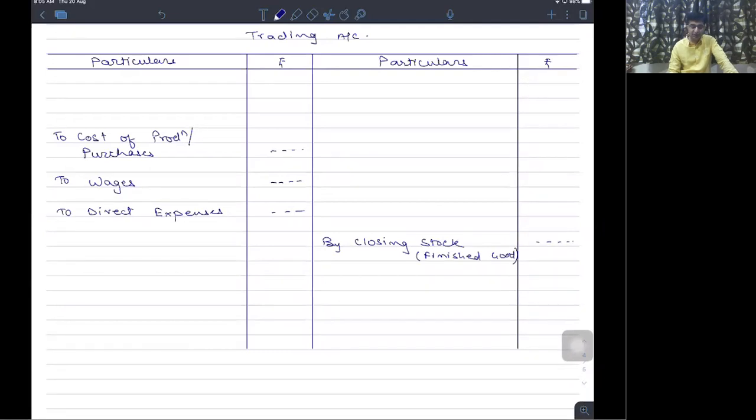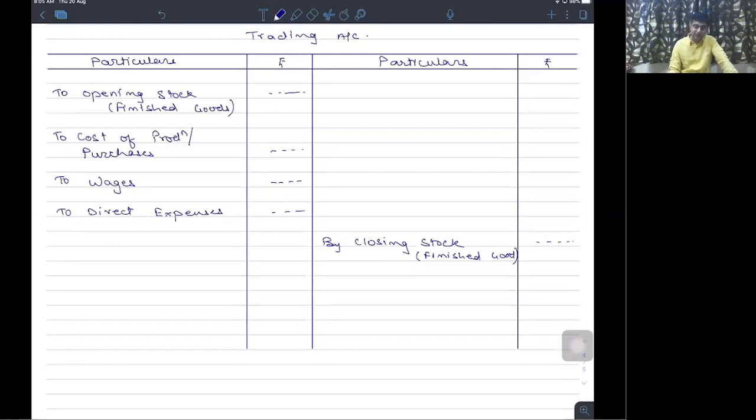Correct? Now, whatever again is the closing stock of finished goods for one year becomes the opening stock of finished goods for the next year. Therefore, to opening stock, of course, of finished goods only. Correct.